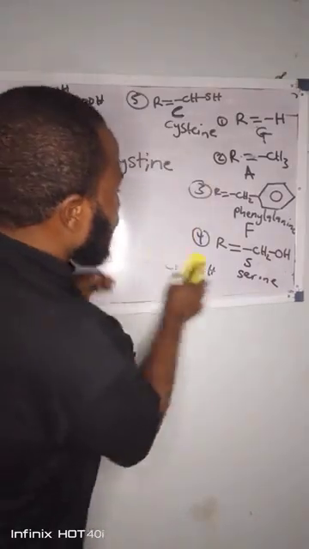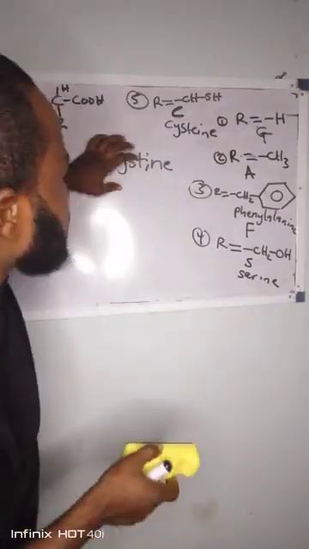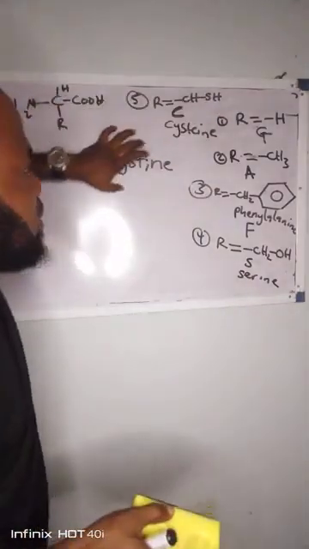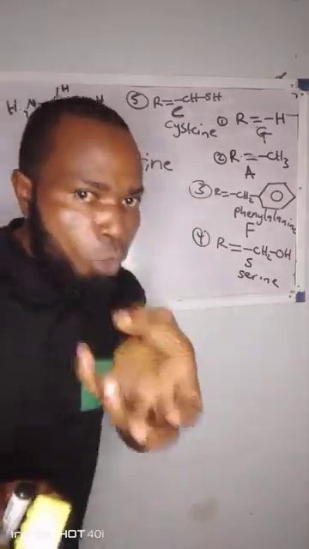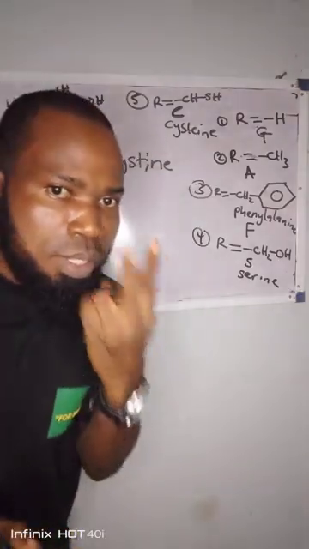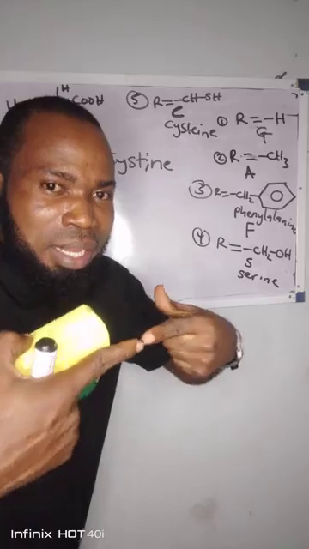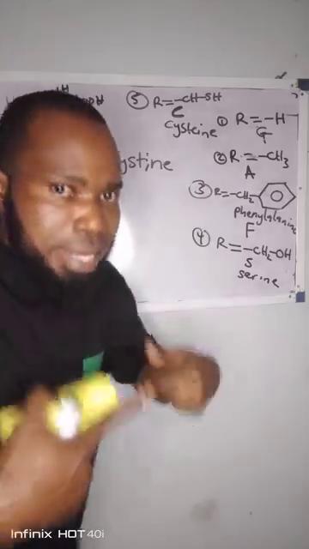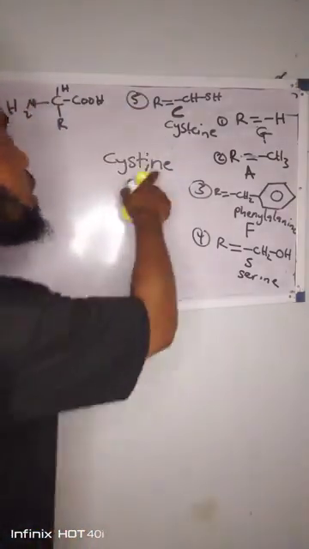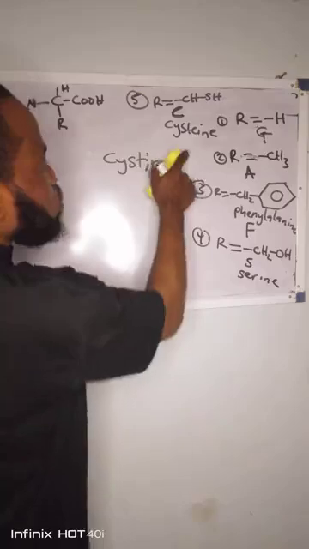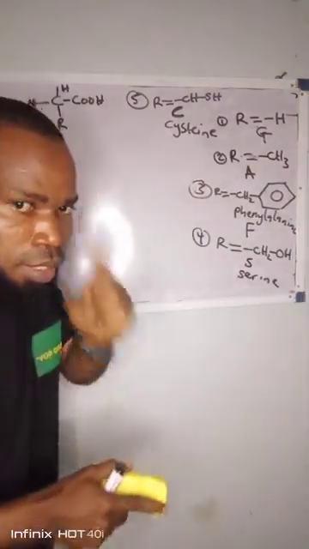Now, quickly, remember, I also spotlighted that cysteine and cystine are quite different. Two cysteine molecules form cystine, due to the formation of a disulfide linkage. There's a disulfide linkage that forms this cystine. So this is cystine. Quickly take it off so that you don't confuse it. That cystine is not a standard amino acid.